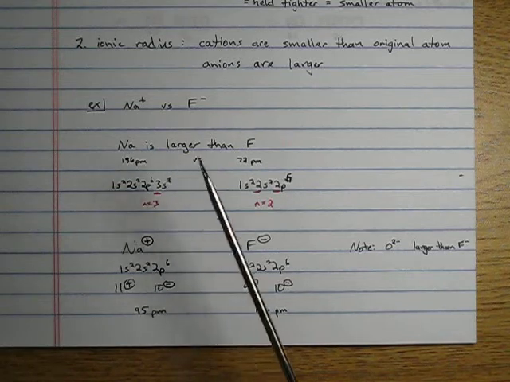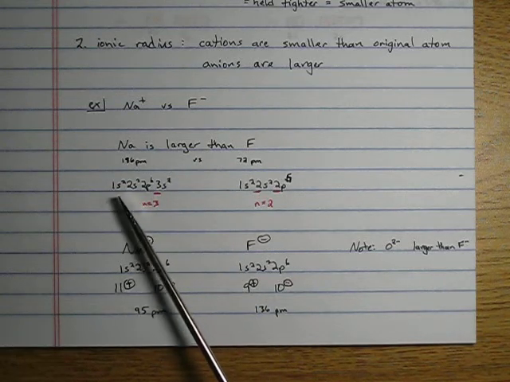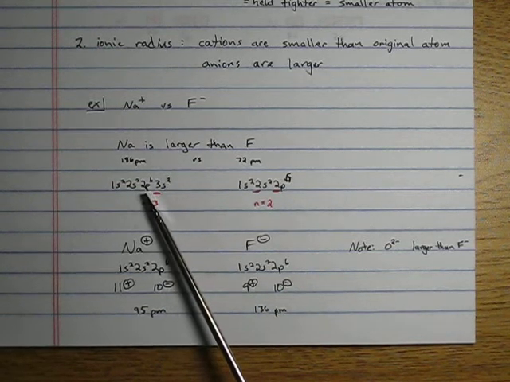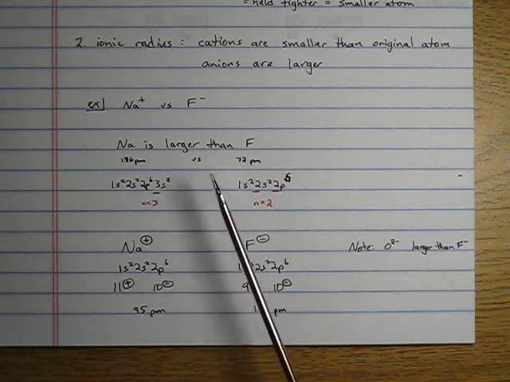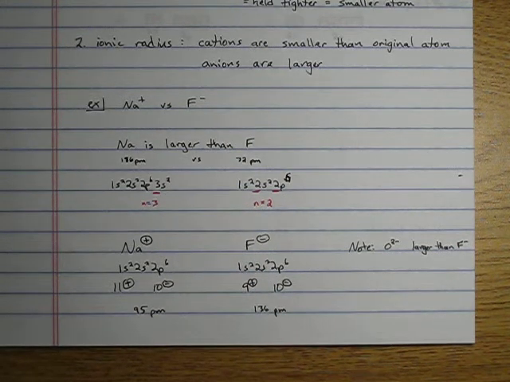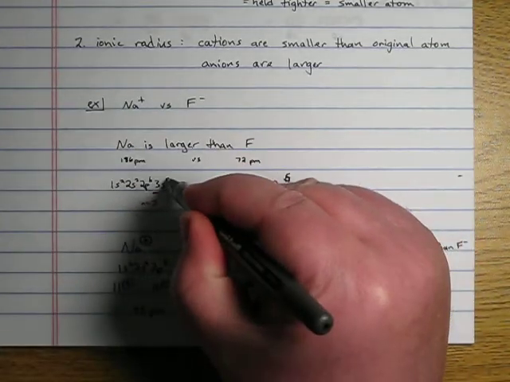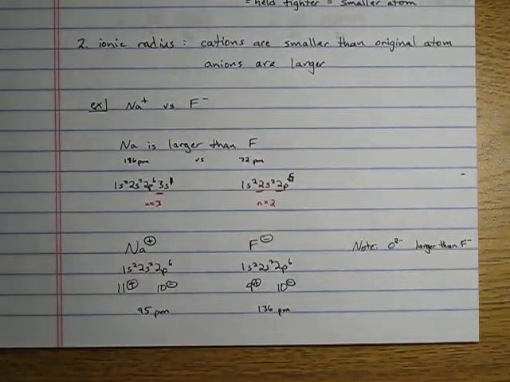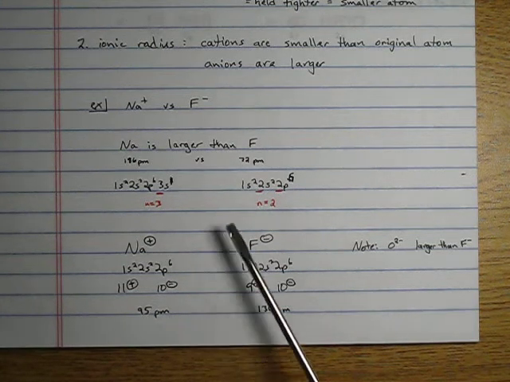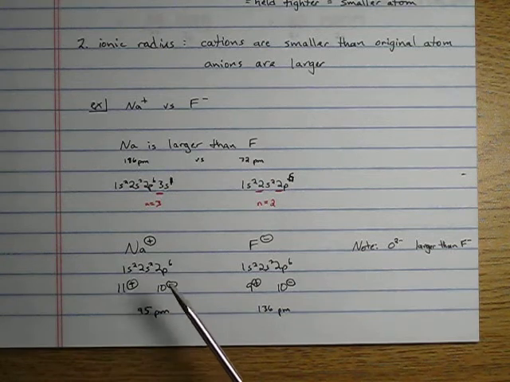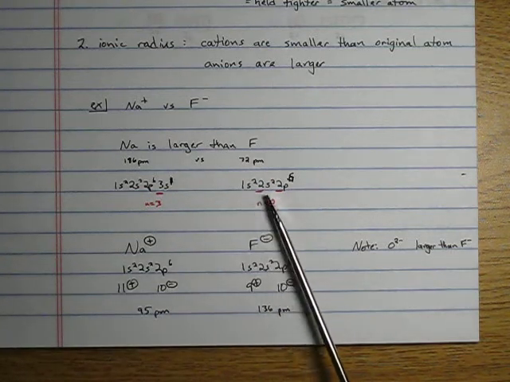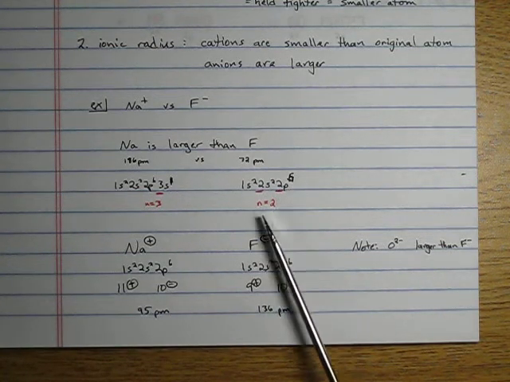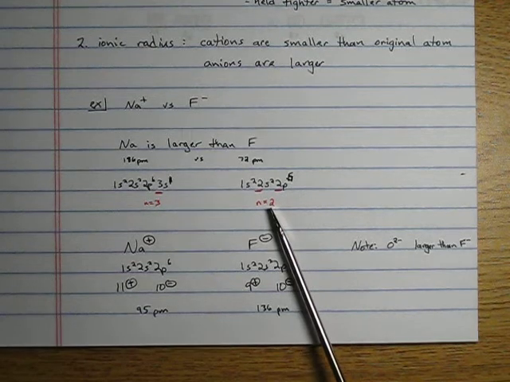If we look at the electron configuration for sodium, we see it as 1s2, 2s2, 2p6, 3s1. We're in the N equals 3 shell with that 3s1 electron. For fluorine, 1s2, 2s2, 2p5. We're only in the N equals 2 shell.